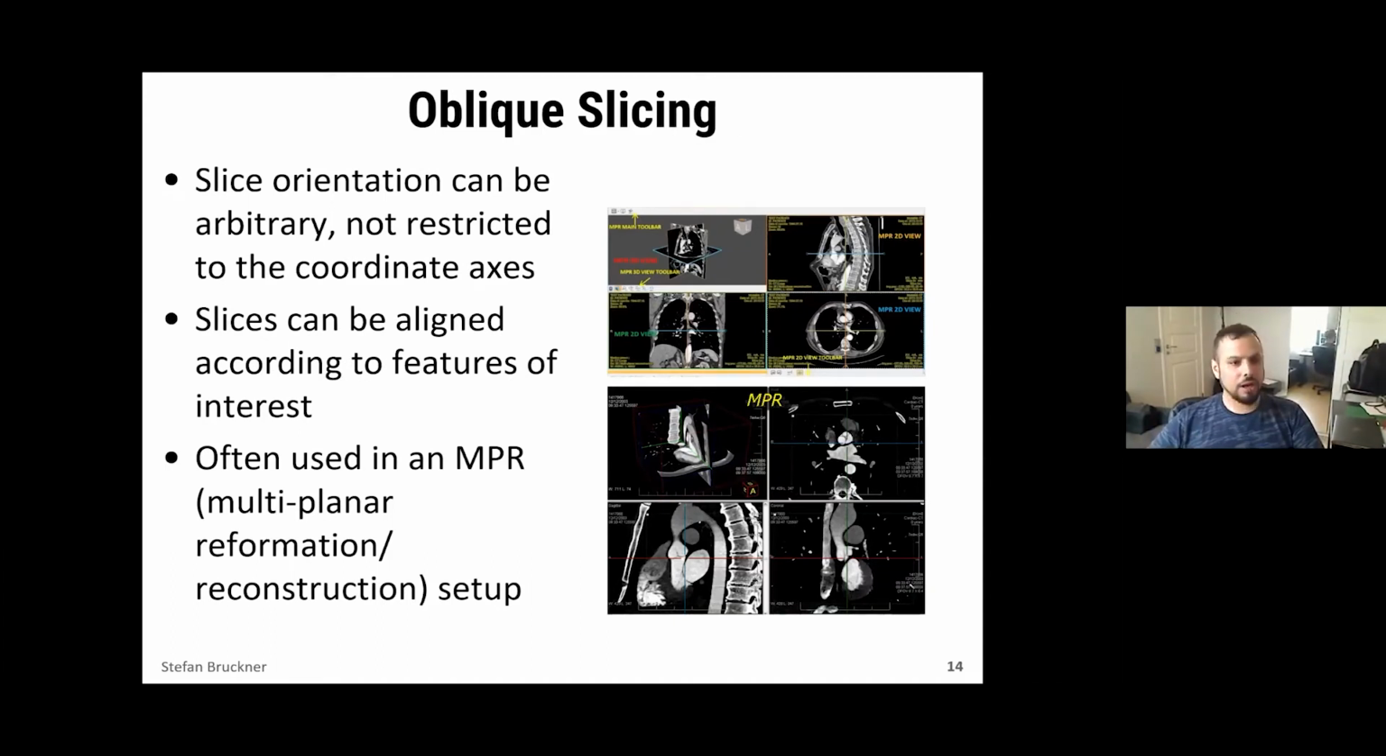So that's why it's very common to also use oblique slicing, where the slice orientation can be arbitrarily changed, and this is not restricted to the primary coordinate axis. This is often used in a setup that is called multiplanar reformation or reconstruction. Both terms are used, where these individual slice views are linked together and can be arbitrarily oriented. And maybe it's best to quickly show you a demonstration of this.